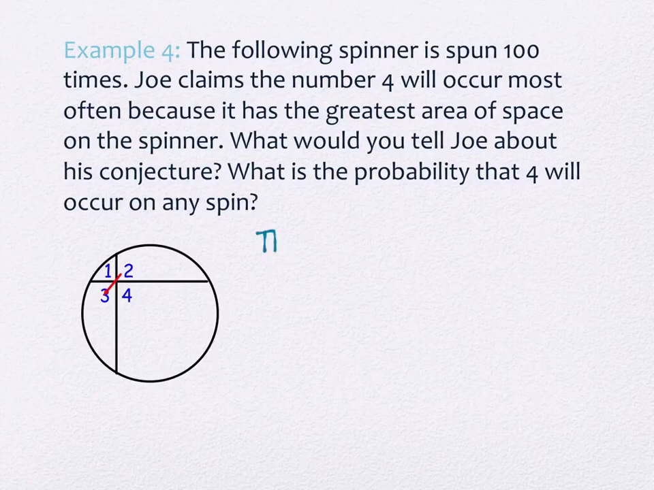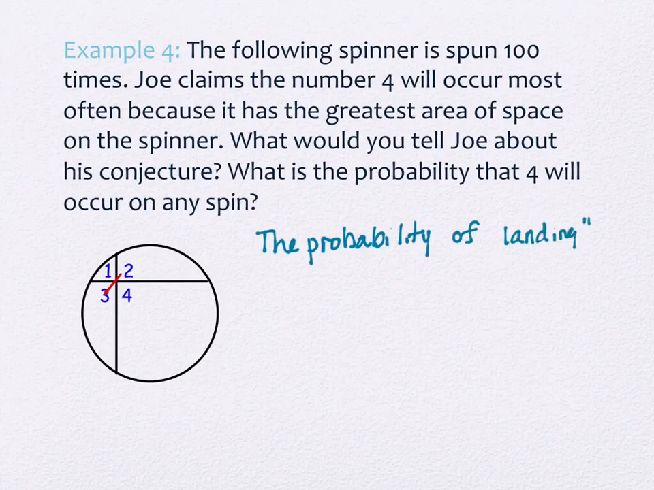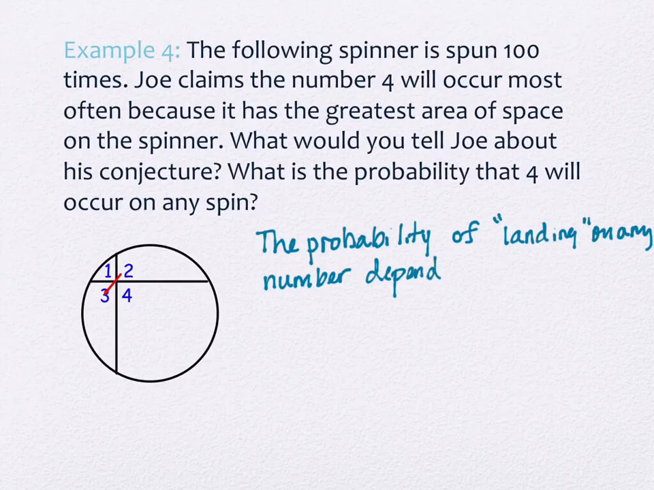Okay, so the probability, I'll say it that way. The probability of landing, I'm not sure landing is exactly the right word, but pretend for a moment. Landing on any number depends on the angle. Faith, was that you talking to me? Okay, tell me what else you want me to say. It depends on the angle, not the amount of space. Okay, area. So not the amount of area.